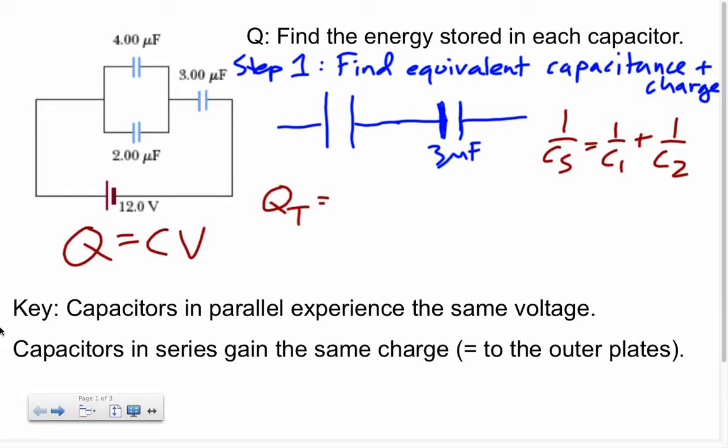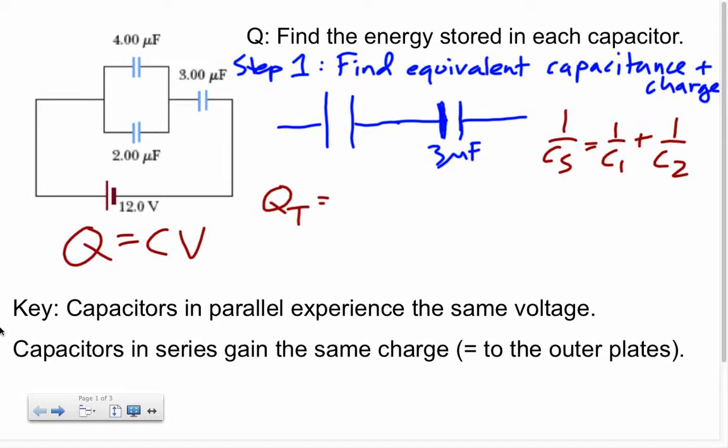Hello AP Physics students. In this video I'm going to show you how to solve a problem involving capacitors in series and parallel. And just like any other AP problem, you have to follow certain steps in order to get to the final answer. So let's take a look at this circuit. You'll see that there's two parallel capacitors, and those are in series with another capacitor. So the first step is always to find the equivalent capacitance of the entire arrangement of capacitors.